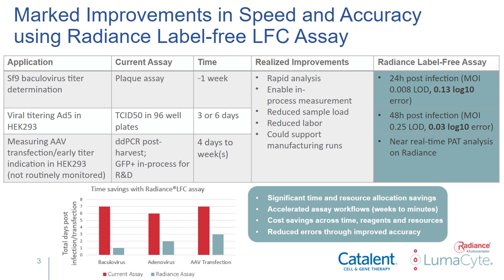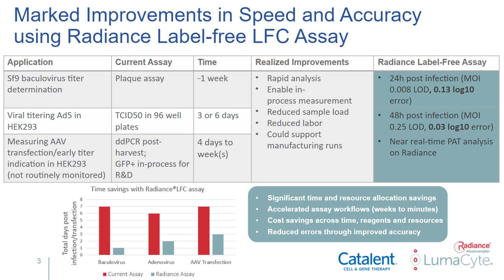And measuring of AAV transfection real time, even in the presence of GOI, could be currently done, which was previously not possible. And thus, it provides a near real-time PAT analysis tool. And also, the Radiance could be an early indicator of titer in these HEK293 cells. And this is, again, currently not possible. So this would give a new PAT tool to predict titer in these transient transfection experiments.